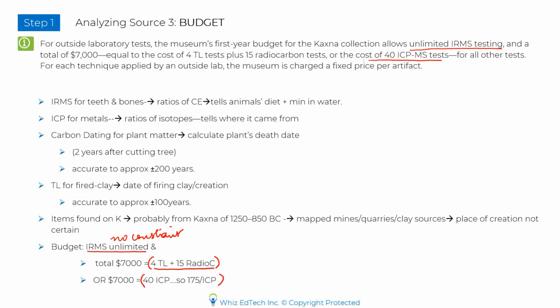Now, in case of this one particularly, it is easy to understand that this $7,000 is made up only of ICP, that is only metal testing. Let's read further. For each technique applied by an outside lab, the museum is charged a fixed price per artifact. That means for 40 artifacts, I would be conducting 40 ICPs if I'm doing all metal. That means each ICP test is $175.